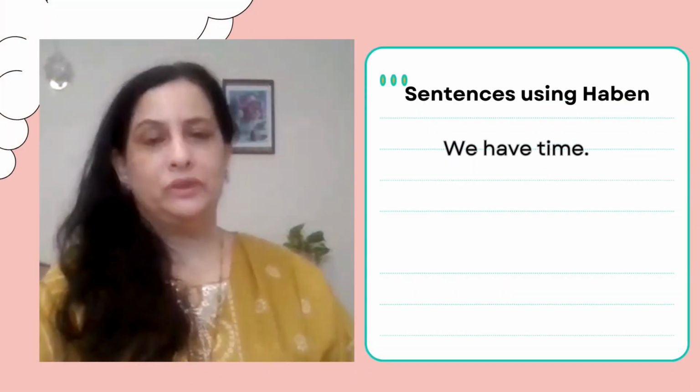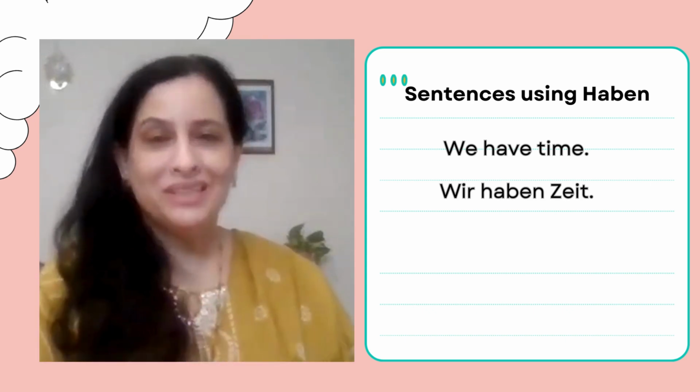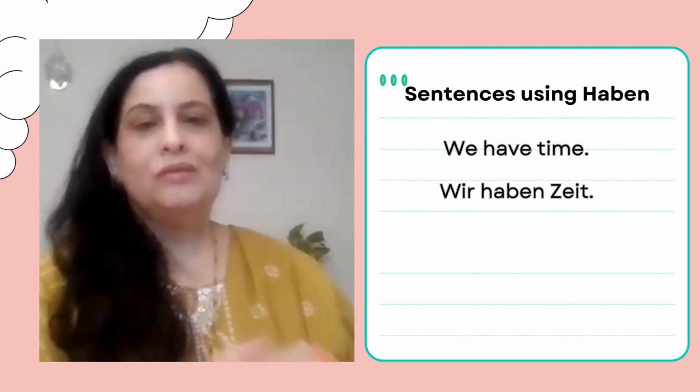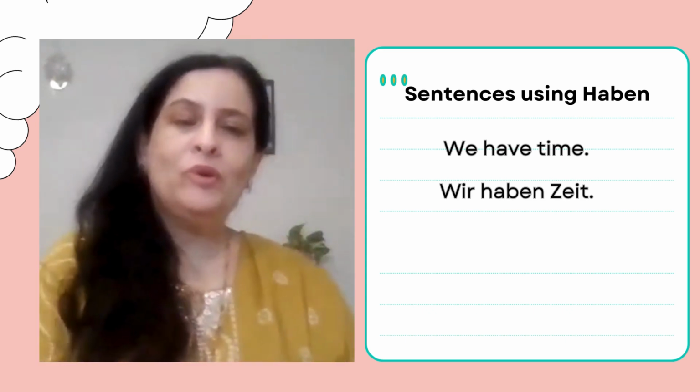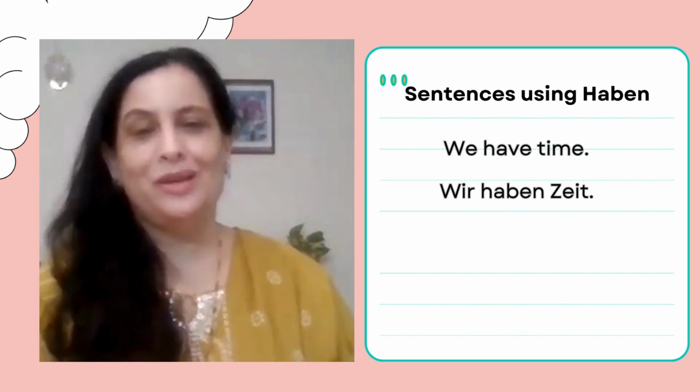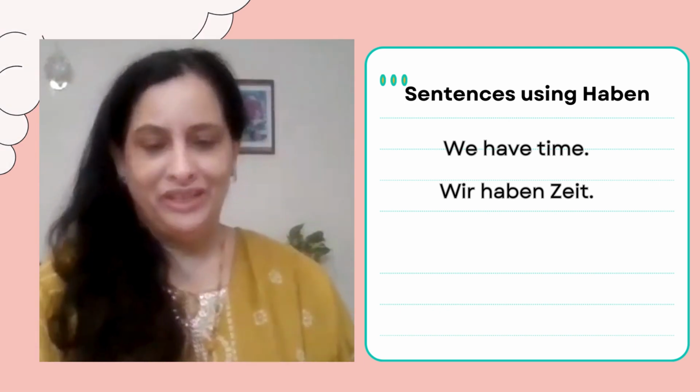Then we have time. Suppose you want to tell someone, so it will be wir haben Zeit. Zeit meaning time. Wir haben. The form of haben will be haben only, the same. It will not change with wir.